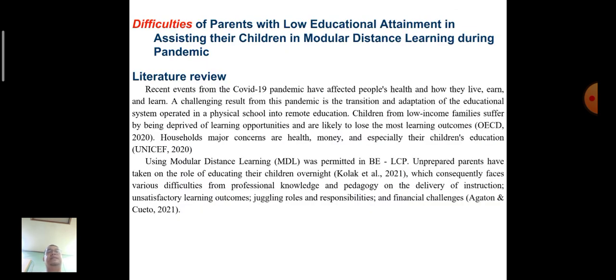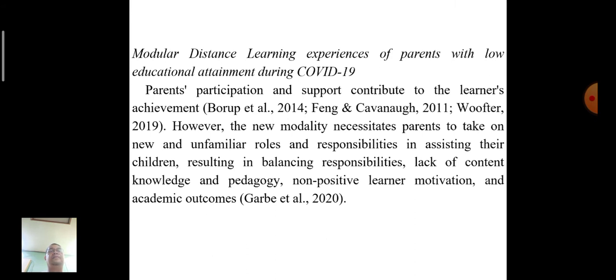Okay, so these are some of the examples. In this case, there is a general literature review on the difficulties of parents with low educational attainment in assisting their children in modular distance learning during the pandemic. They cite cases and studies by the OECD, I think the Organization for Economic Cooperation, I'm not sure about the letter D. Then you also have UNICEF, the United Nations International Children's Emergency Fund, I hope I'm right. So it's a situationer in the literature, but these are findings and case studies.